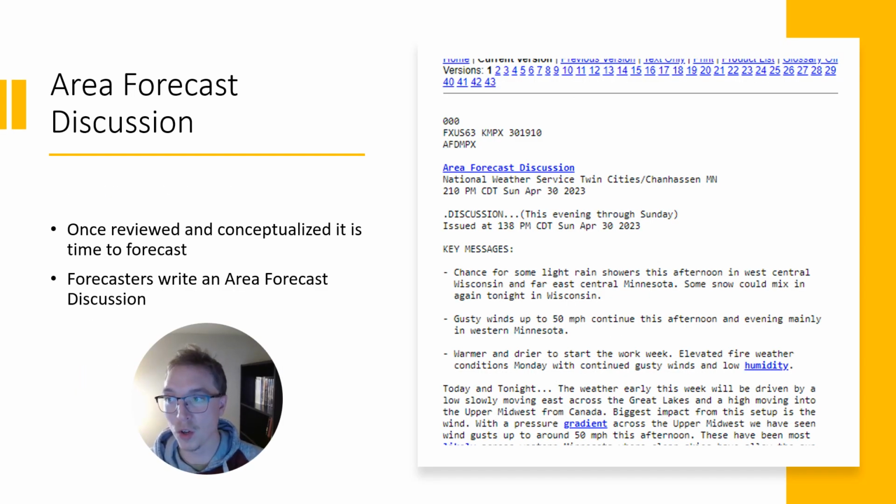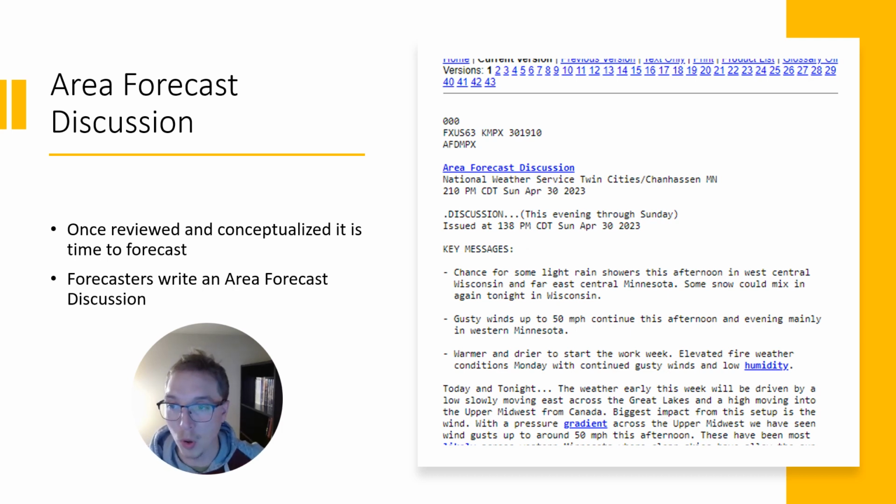Once a meteorologist has thoroughly reviewed the weather situation and conceptualized the forecast, it's time to make a forecast. Forecasters are going to write an area forecast discussion, or AFD, which is a narrative text product that explains the meteorological reasoning behind the forecasts. The AFD was originally intended as a coordination tool between adjacent forecast offices, but it has now evolved into a communication tool for end users like us, including local meteorologists, the media, emergency managers, weather spotters, and the public.